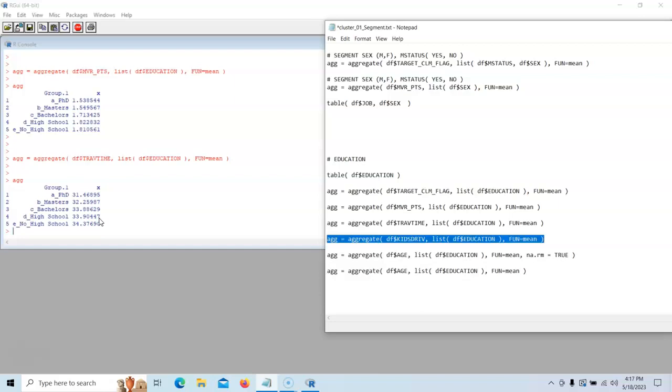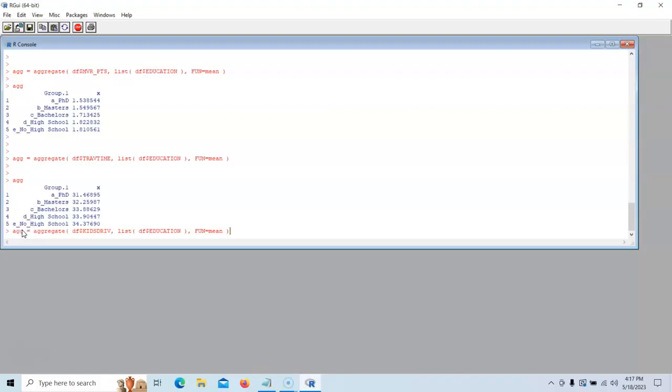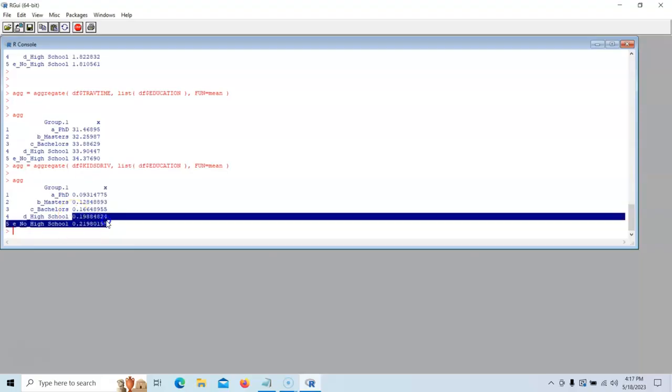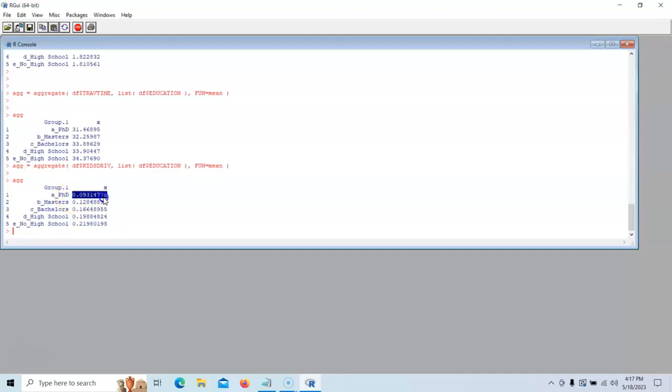So, whoops. Let's put that over here and see what we get. Aggregate. So now I can see that, interestingly enough, the high school people have more kids driving than the PhD people. So the lower educated people have kids driving. I don't know what that means. I'm just speculating off the top of my head.